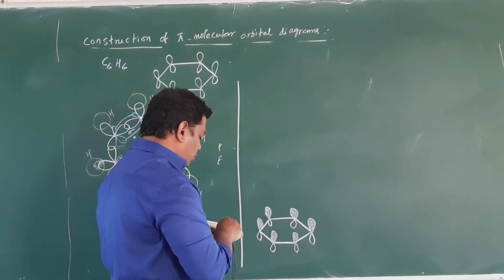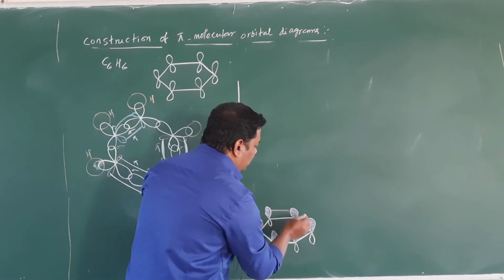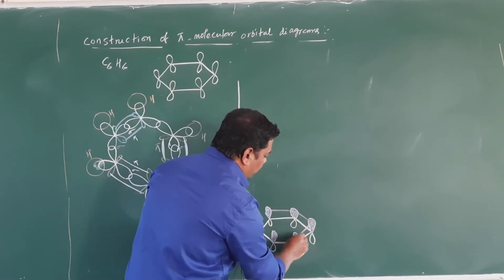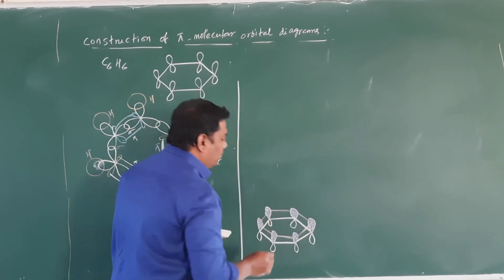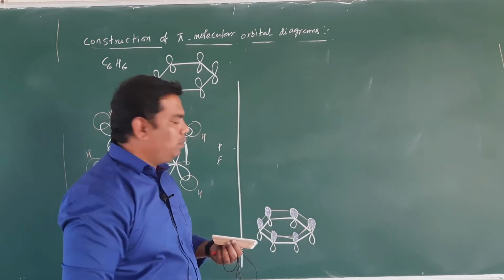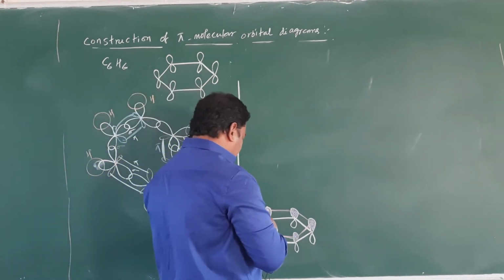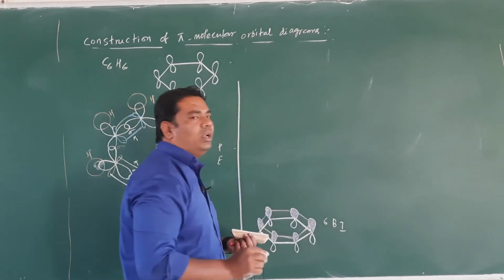So you can see the bonding interaction between here and here, here and here, here and here, here and here. So here all the bonding interactions are possible. What does it indicate? How many bonding interactions are there, student? 6 bonding interactions are there.